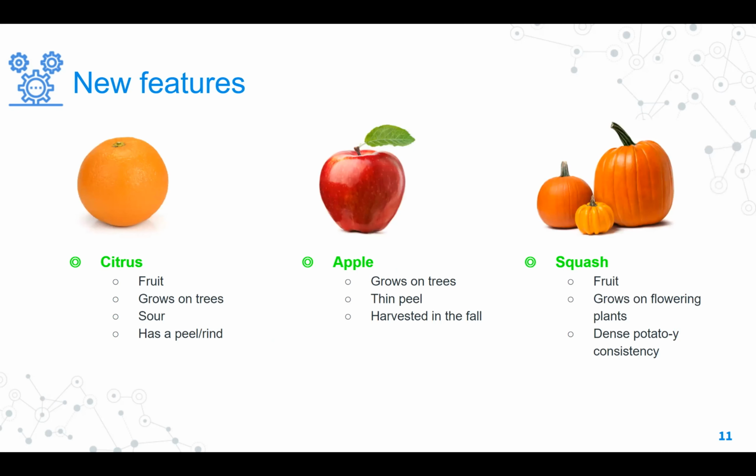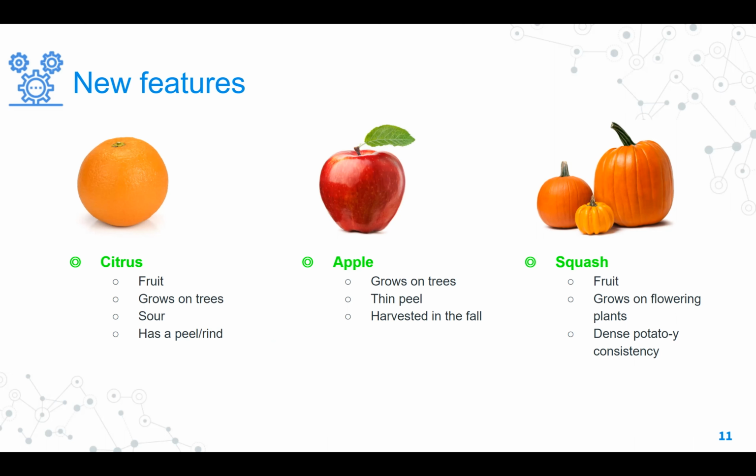So the example I wanted to show is that we can generate a new feature. In this case, I'm generating a feature called the family of fruits. With this family, it encapsulates all the data that we looked at before. So in the citrus family, we know that orange is part of it, and it's a fruit. It grows on trees. It's sour. It has a peel and a rind.